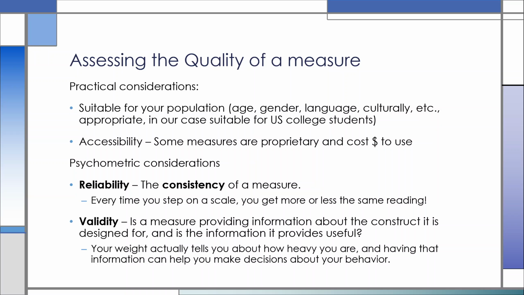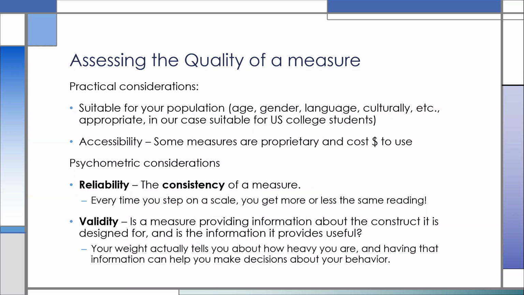The more important substantial considerations that you need to think about are the psychometric considerations. And the two big psychometric considerations are reliability and validity. Reliability is like the consistency of a measure. So the classic example is that with a scale, every time you step on a scale, assuming you haven't gained or lost a ton of weight, you're going to get the same reading.